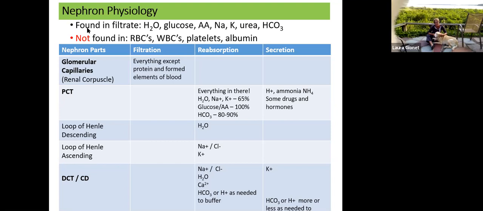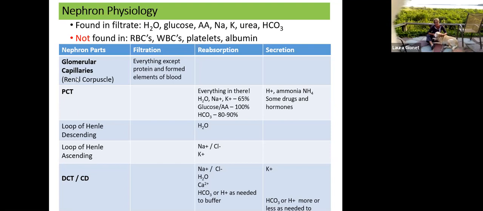Up on the top, as a reminder, found in filtrate, at least at the beginning, maybe not at the end of becoming urine, is really anything that's being transported in plasma, right? Water, glucose, amino acids, sodium, potassium, urea, bicarbonate, hydrogen ions, all kinds of material, different hormones. That's why we use urine to test at early stages of pregnancy to see if human chorionic gonadotropin is in there. What should not normally be found there are red blood cells, white blood cells, platelets, which are formed elements, and albumin.